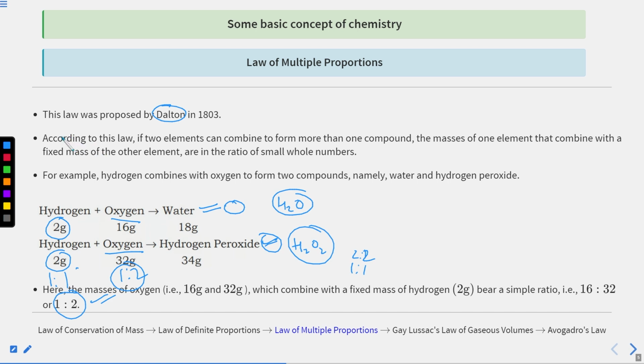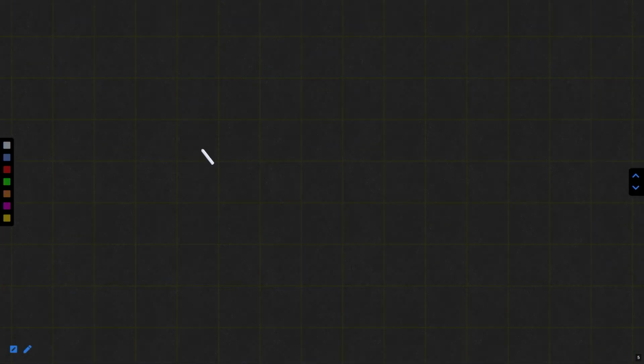The statement would be like this: according to this law, if two elements can combine to form more than one compound, the masses of one element that combine with the fixed mass of the other element are in the ratio of small whole numbers. So we can have one more example.